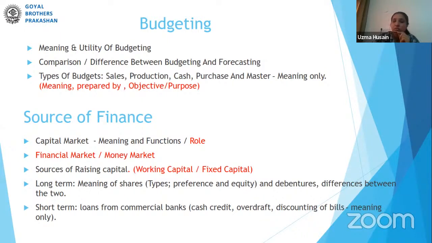Coming to the short term securities, in our scope we only have loans from commercial bank. So we have the cash credit, overdraft.